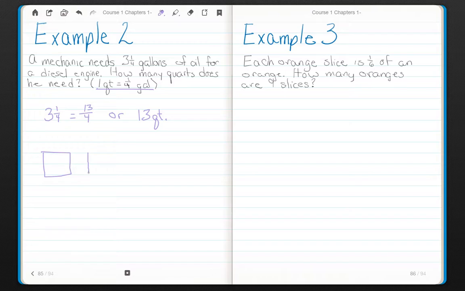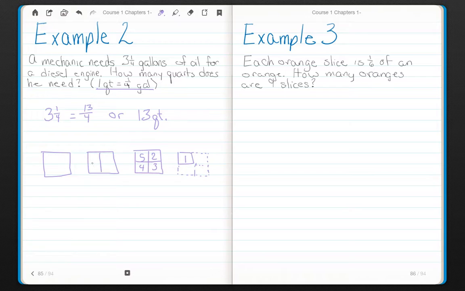So I have 1, 2, 3 1/4 gallons. The dashed is representing the rest of the full gallon that I don't actually have. I only have this quarter. So if I want to know how many quarts there are, if 1 quart equals 1/4 of the gallon, then here's 1 quart. If I break this into quarters, we have 2, 3, 4, 5 quarts.